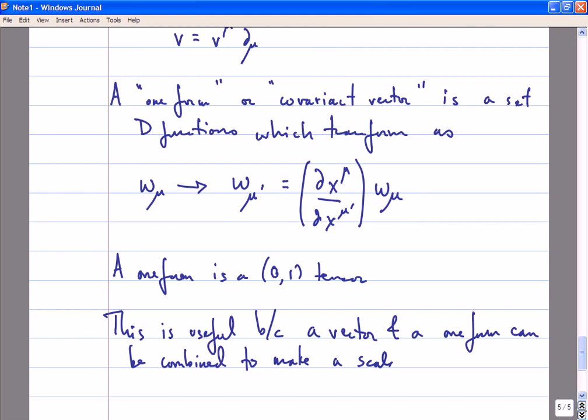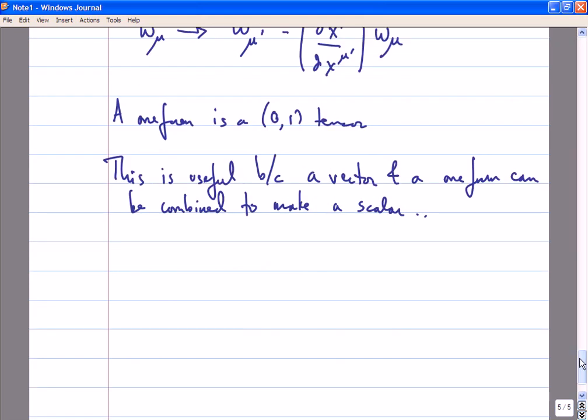So what do I mean when I say that? Well, if I have a vector whose components are v^mu in one coordinate system, and a one form whose components are w_mu in that same coordinate system, then I could form the sum v^mu w_mu summed over mu, and my claim is that this is a scalar. So let's check that this is a scalar.